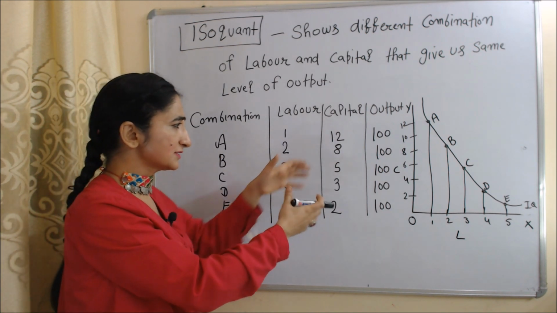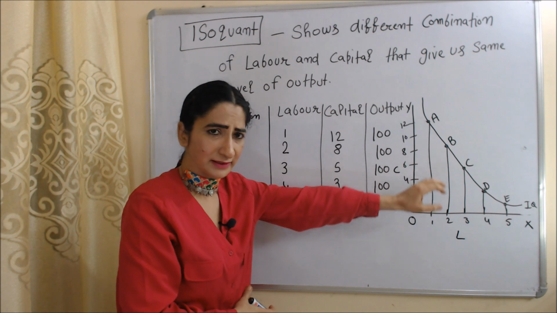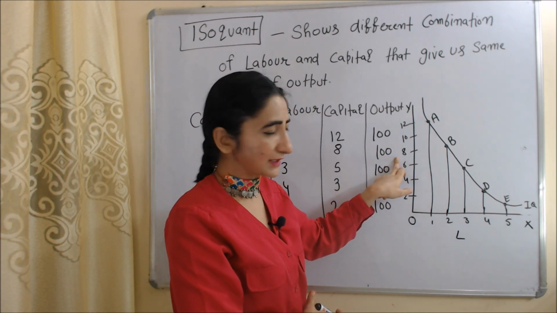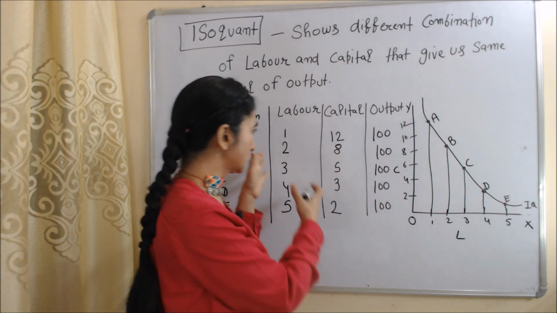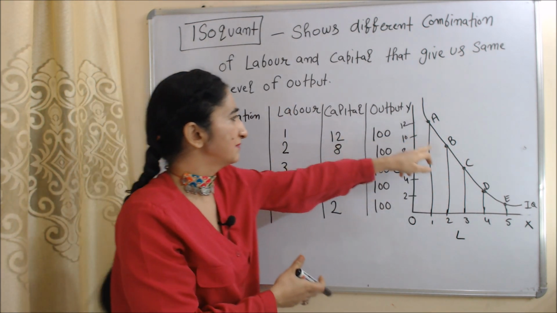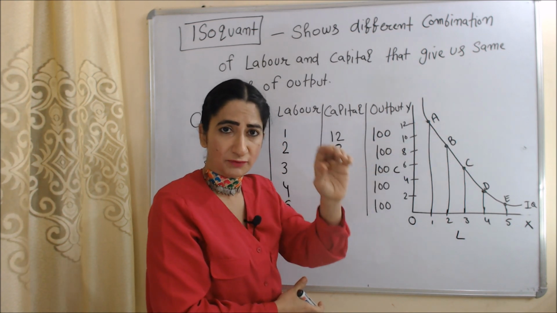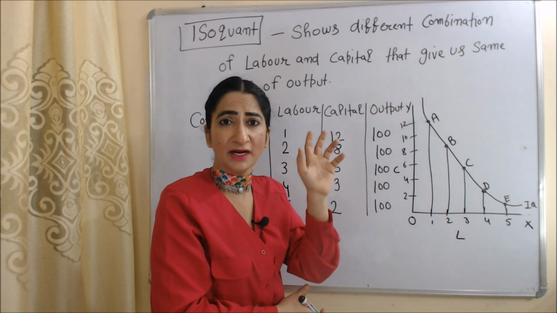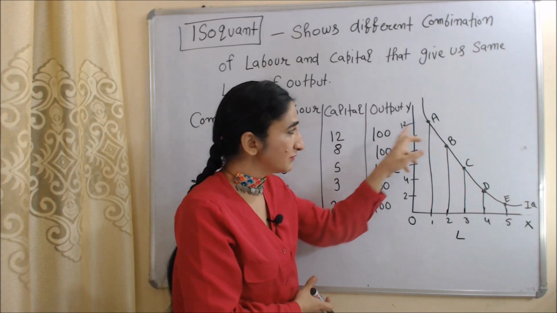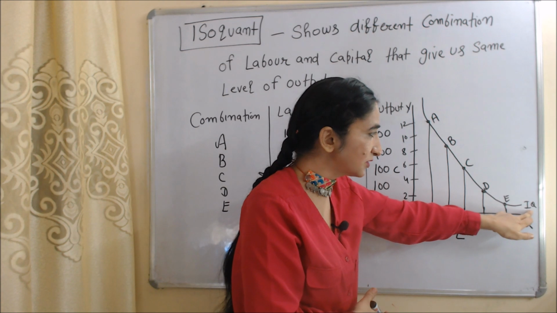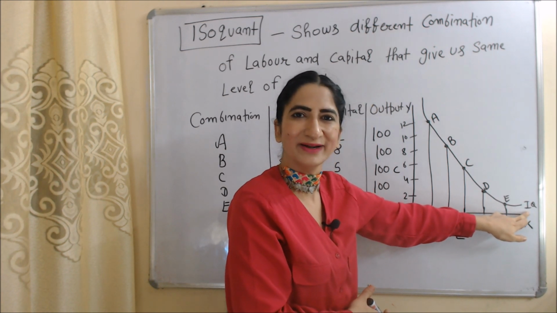When we convert this table into a diagram, we will get this. In this diagram, on the x-axis we have labor and on the y-axis we have capital. Here you can see the different combinations as we earlier discussed, A, B, C, D and E. Whatever combination of labor and capital you use, you will receive an equal output of 100. When we join all these combinations, we will get one curve. This IQ curve will be called our isoquant curve.